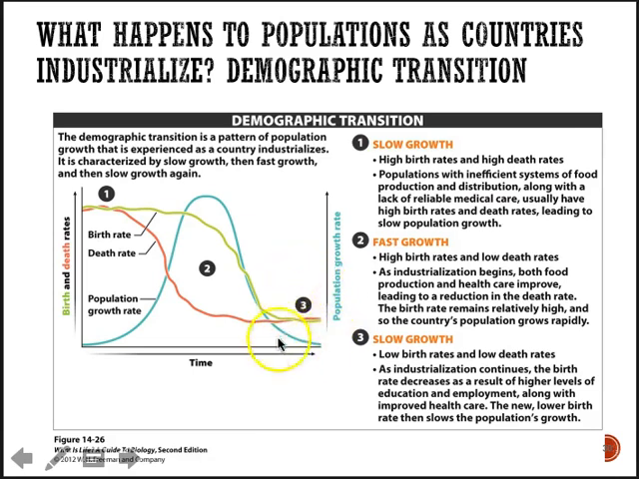Here in time, we have full industrialization, and full industrialization with low birth rates and low death rates, meaning you have slow growth. We had slow growth here with high birth rates and high death rates. We have slow growth here with low birth rates and low death rates. But in the middle, when we're going through this transition, when culture still has a big influence on how many babies people are having, we have fast growth rate.